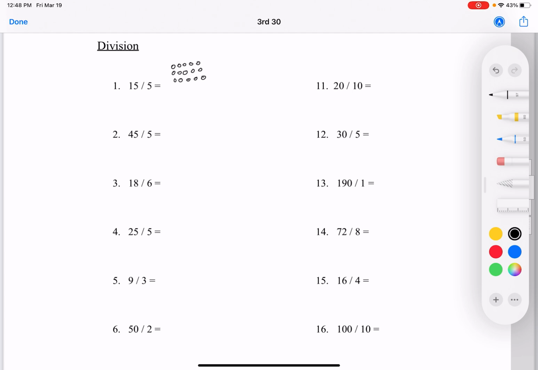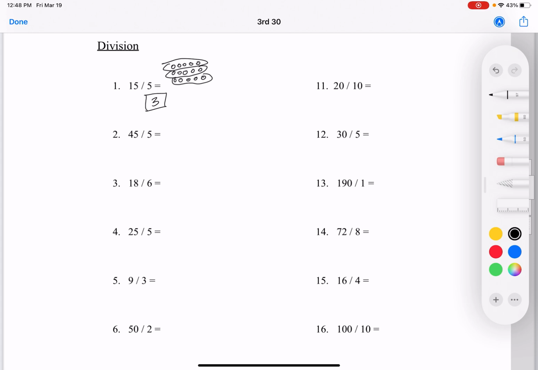Okay. We want to have 5 circles in each group. So 1, 2, 3, 4, 5, that's 1 group. 1, 2, 3, 4, 5, that's 2 groups. 1, 2, 3, 4, 5, that's 3 groups. So there's a total of 3 groups, and that shows that our answer is 3.